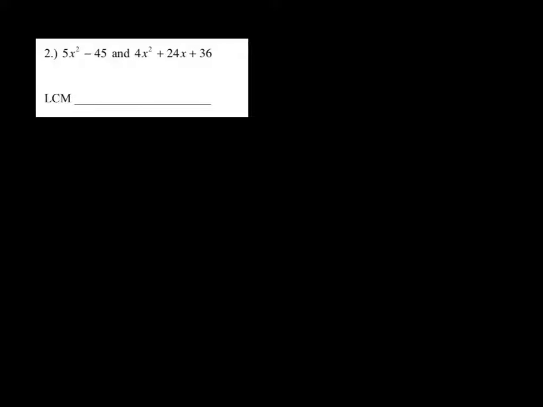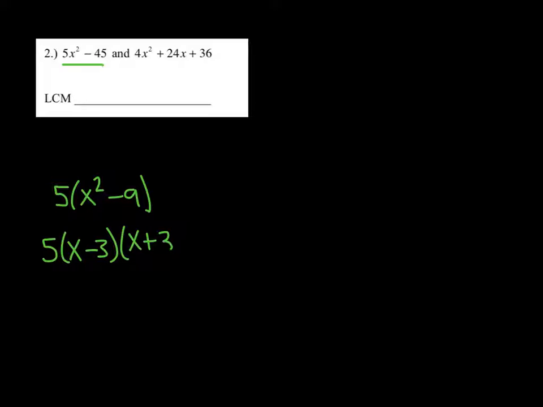So if we're trying to find the lowest common multiple between these two expressions, again, fully factor everything. So if I fully factor 5x squared minus 45, I'm going to pull a 5 out first and make this x squared minus 9. And then I see that x squared minus 9 is a difference of squares, so I can factor that even further to x plus 3 and x minus 3.